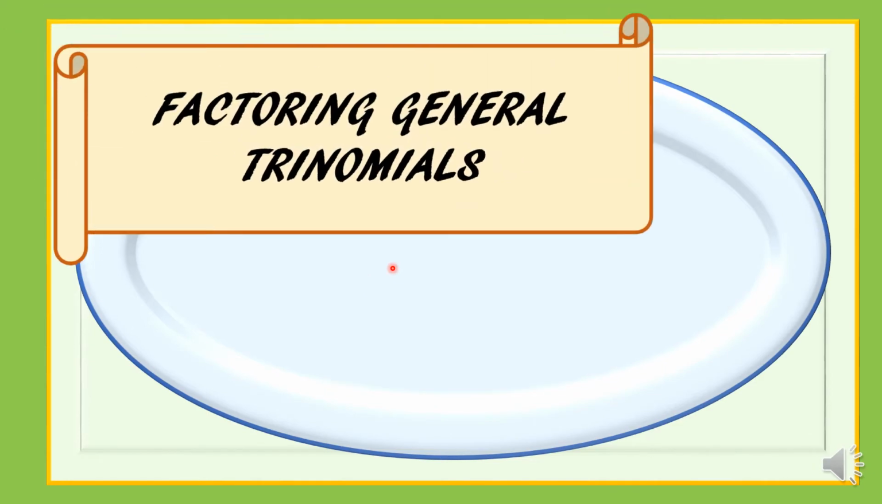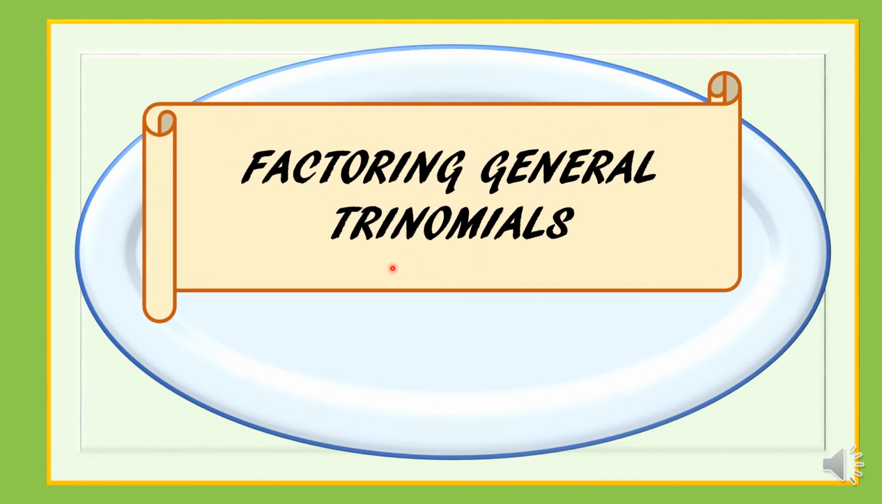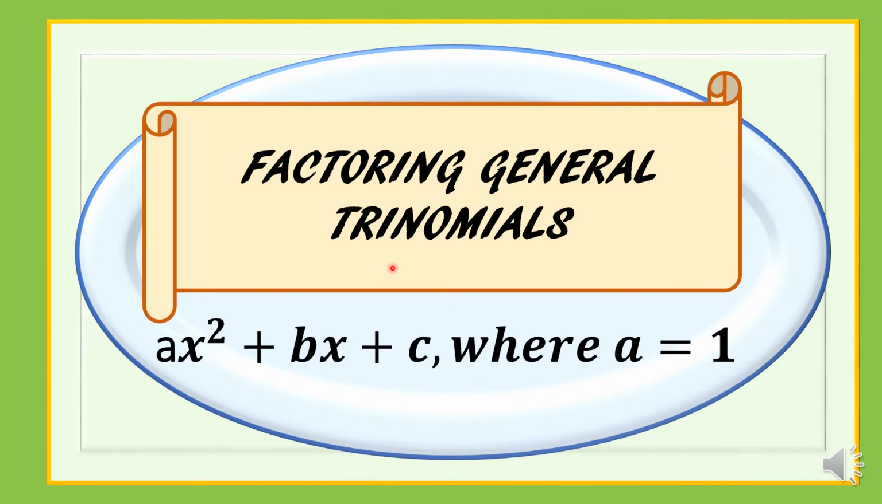This is Sir James, and in today's video lesson I am going to discuss factoring general trinomials. That is in the form of ax squared plus bx plus c, where a is equal to 1. So our a here is equal to 1. Without further ado, let's have some examples.